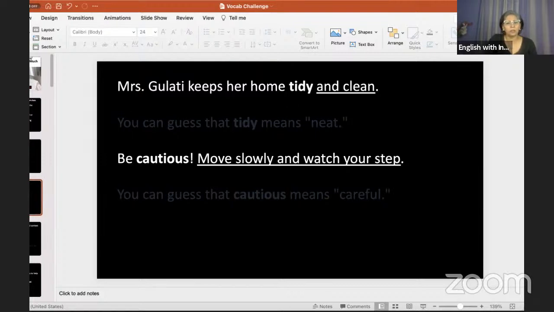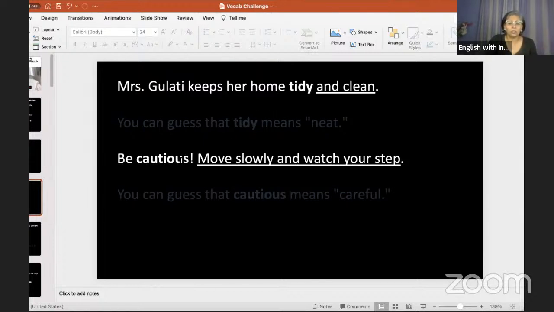Mrs. Gulati keeps her home tidy and clean. So, what guess can you make here? If her house is clean, and we always say neat and clean, right? So tidy means neat, without any, the things are very organized. जो घर में चीजें रखी हैं वो बड़े सलीके से रखी.